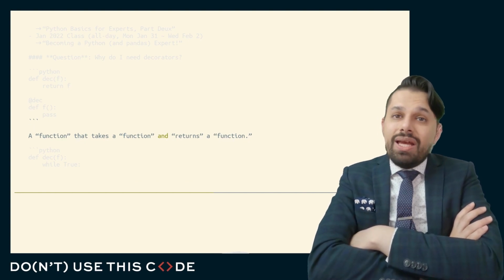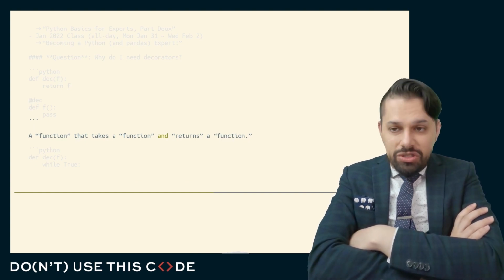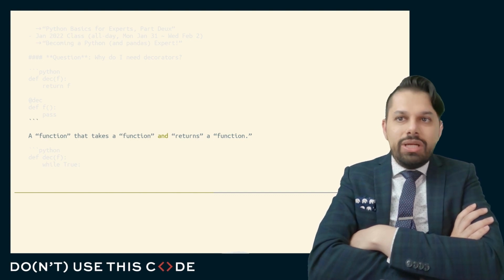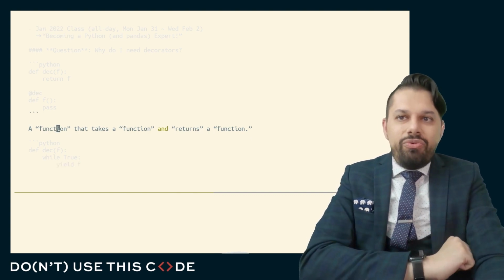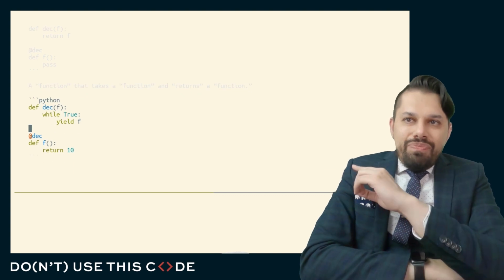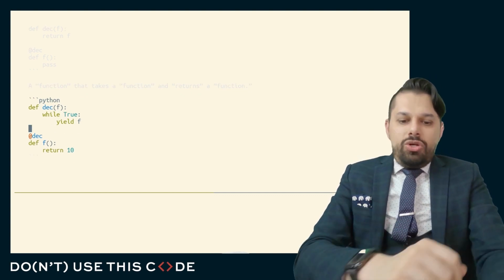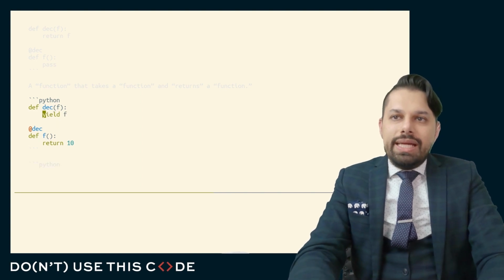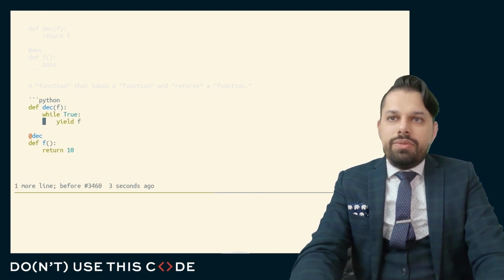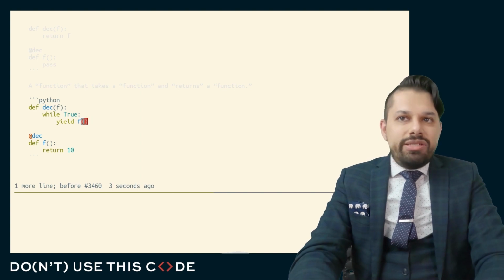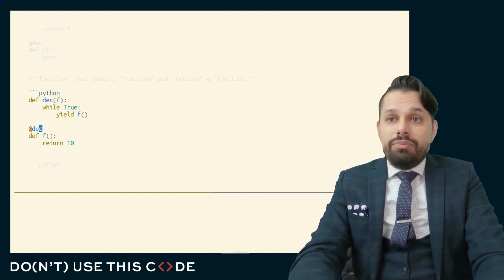and returns a function. Unfortunately, a decorator is not a function that takes a function and returns a function at all. Here's what a decorator really is. Well, this thing here is not a decorator. This thing here is not a function. It is, let's actually change this here. This is a generator. So a decorator doesn't have to be a function. Decorator could be a generator.